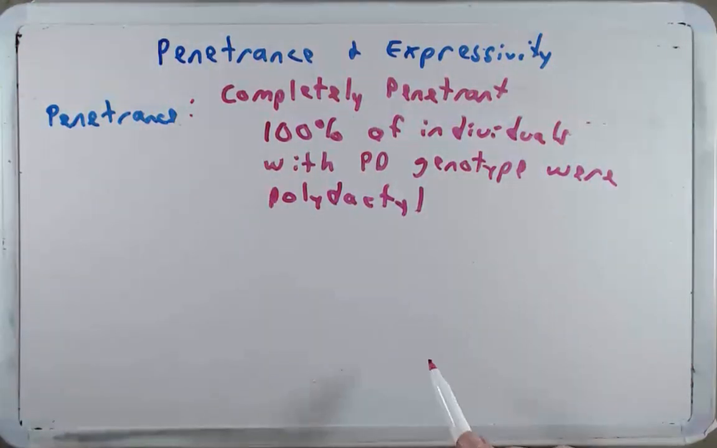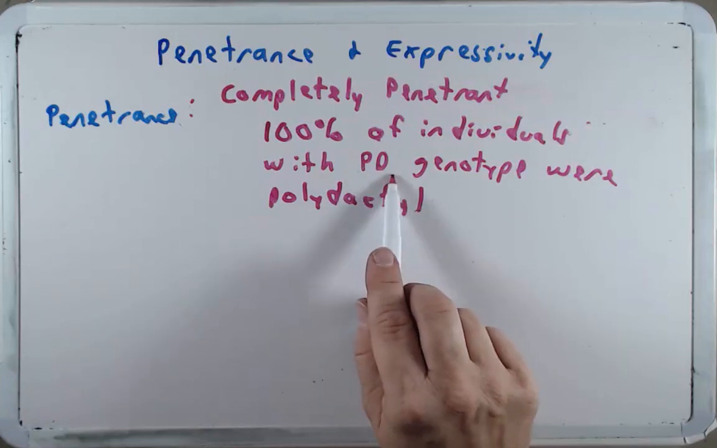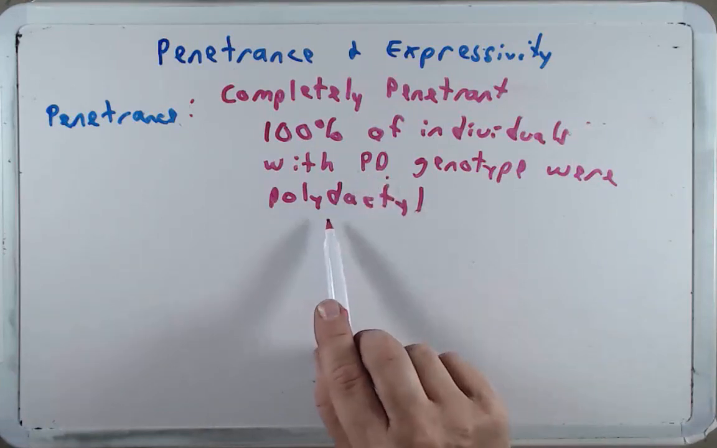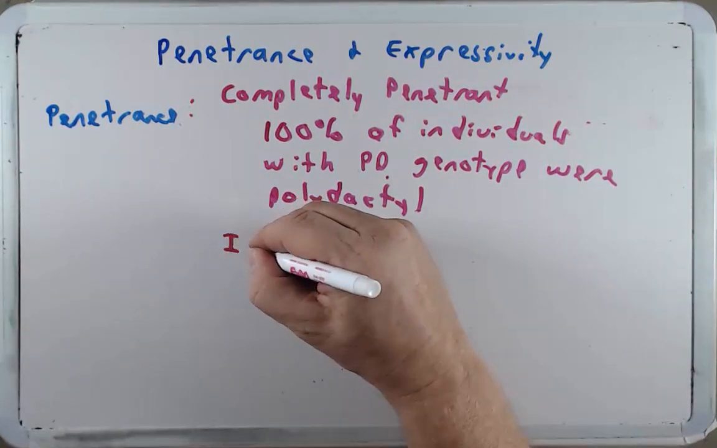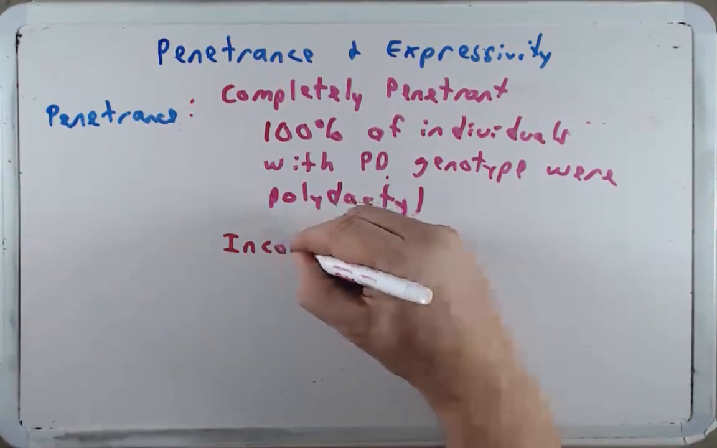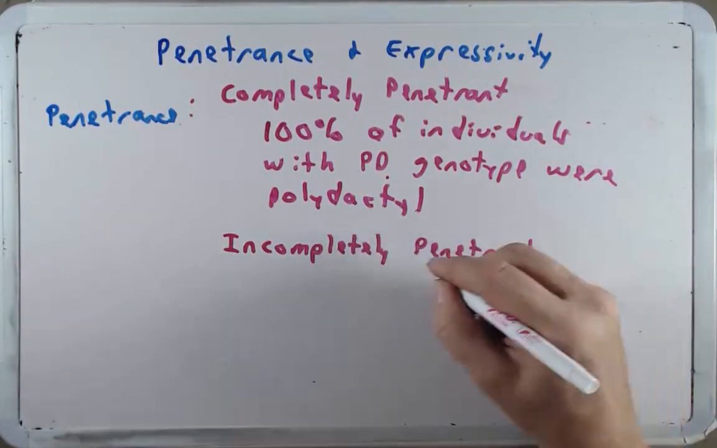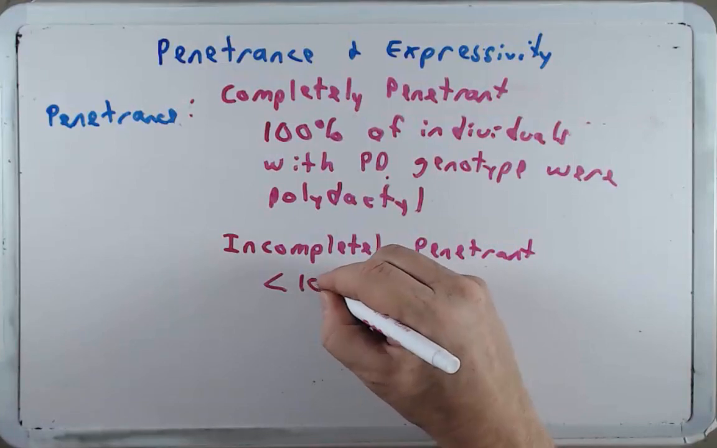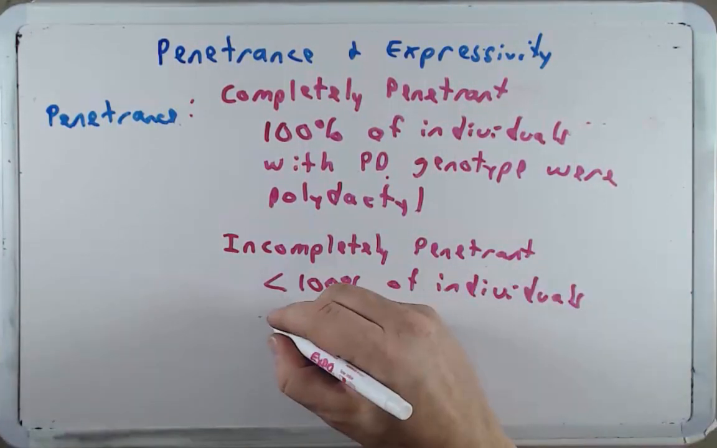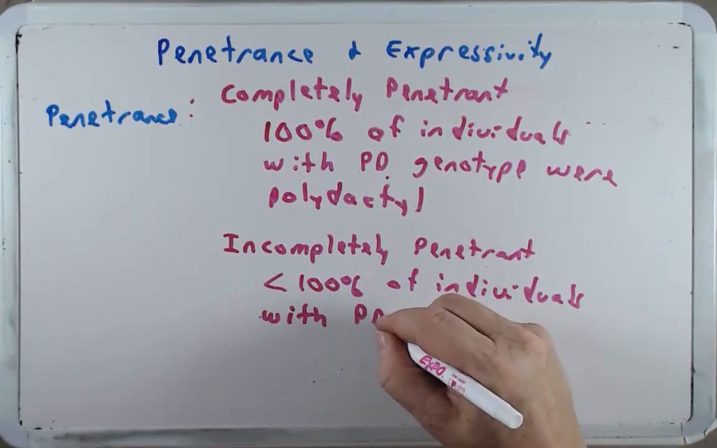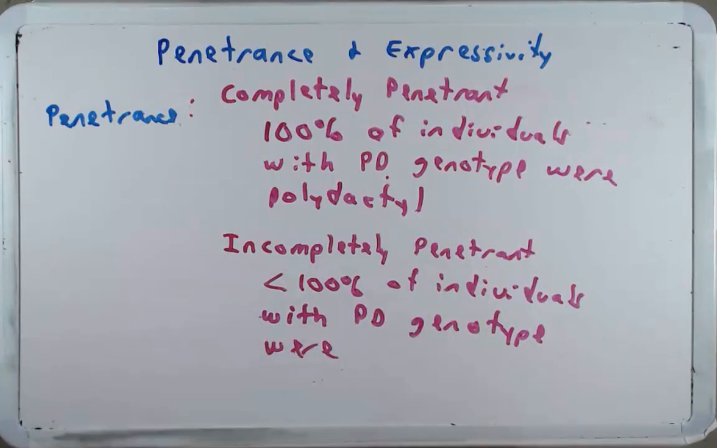Meaning that everybody in a population who had the genotypic mutation for polydactyly was actually phenotypically polydactyl. Then we would say a trait is incompletely penetrant if less than 100% of individuals with the polydactyly genotype were polydactyl.